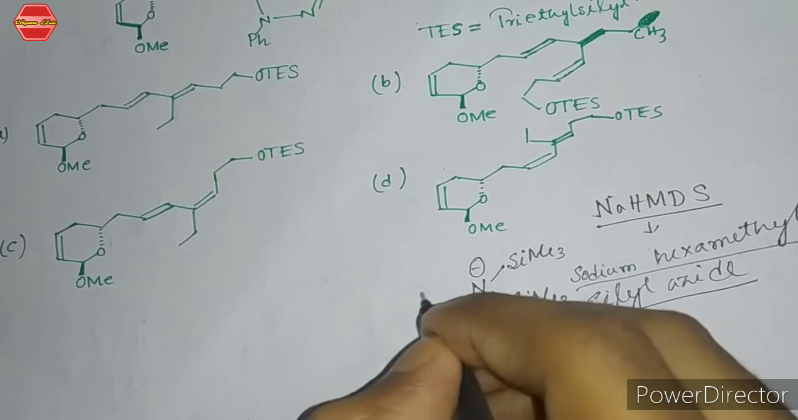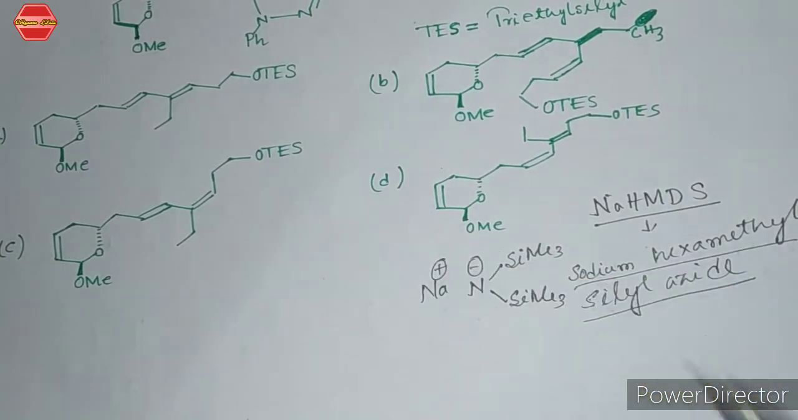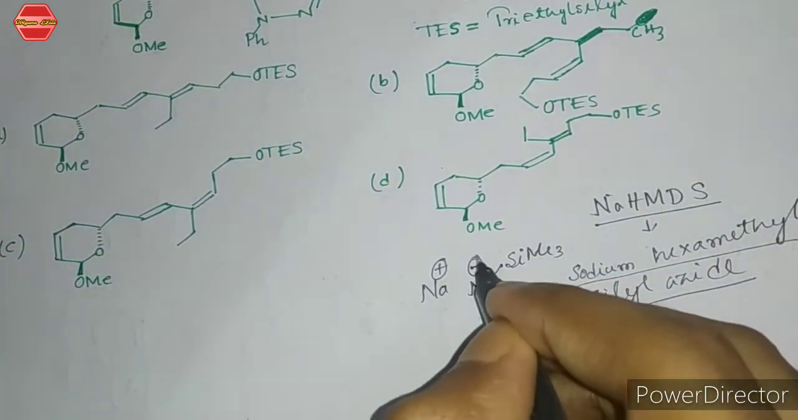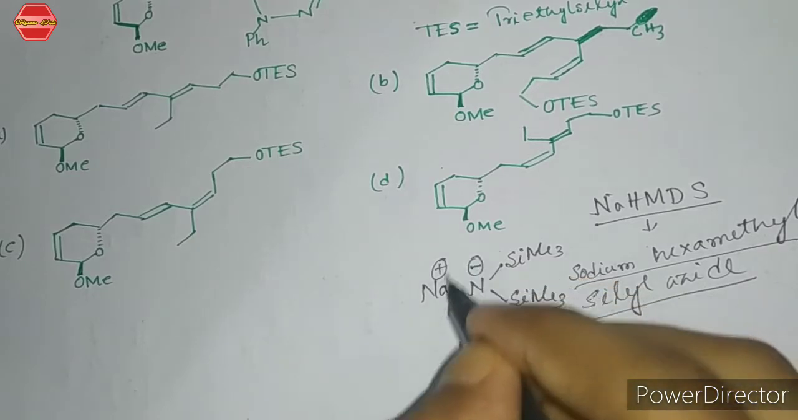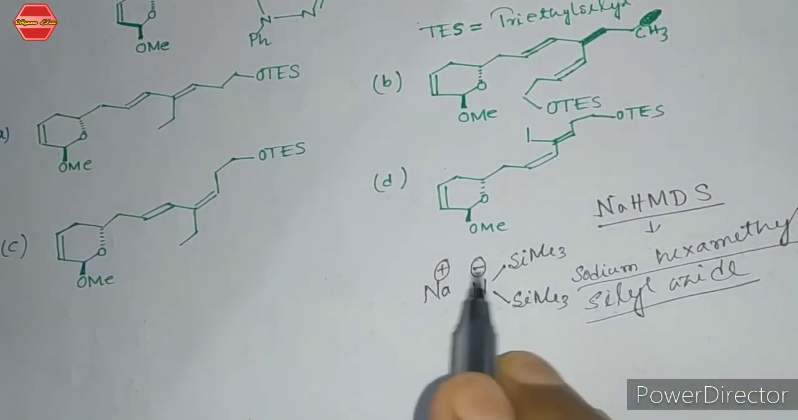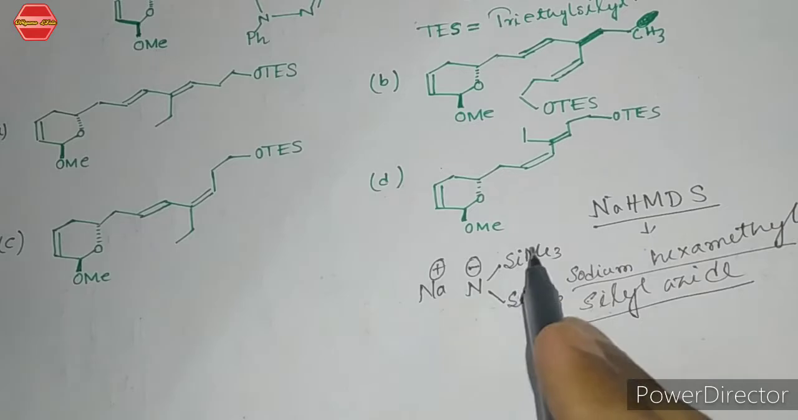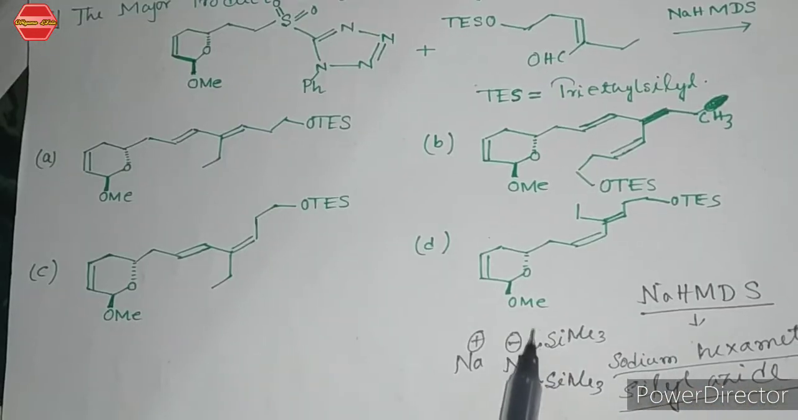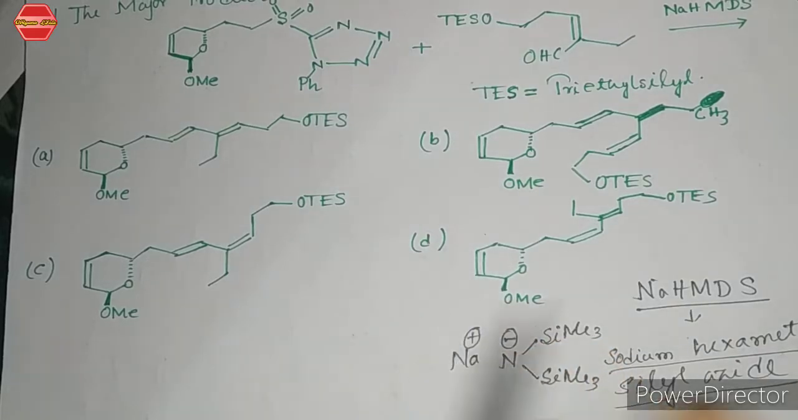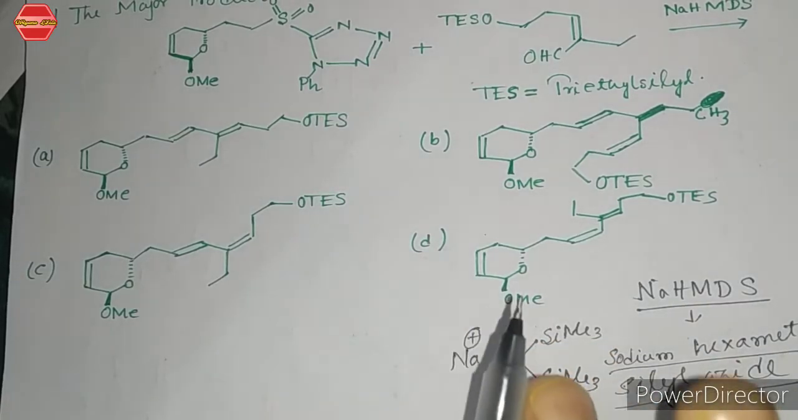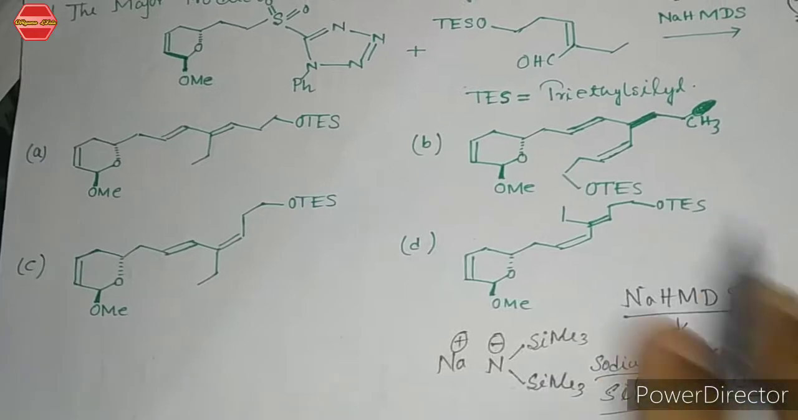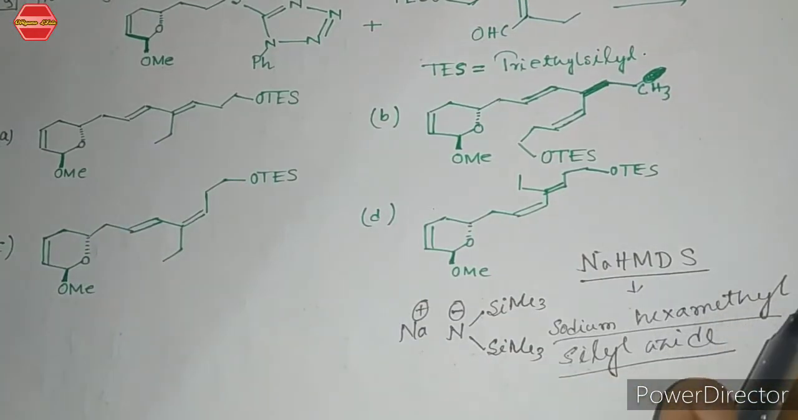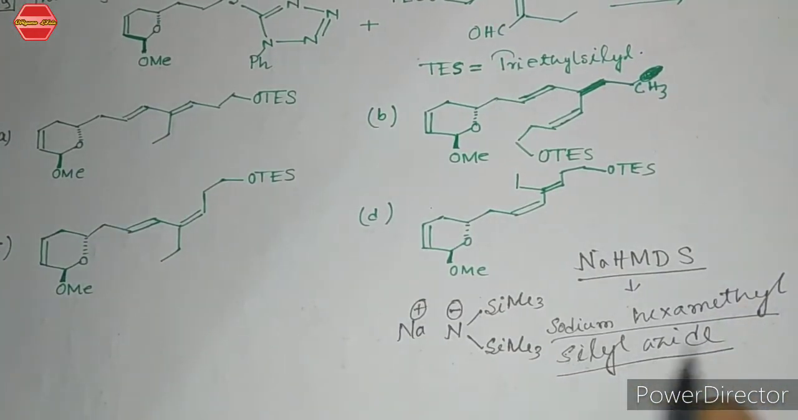The structure of this compound has a negative charge, with sodium plus as the counter cation. The negative charge is over the nitrogen atom, and it can abstract a proton where the proton is acidic. So it acts as a strong base. This is the work of sodium hexamethyl disilyl azide.